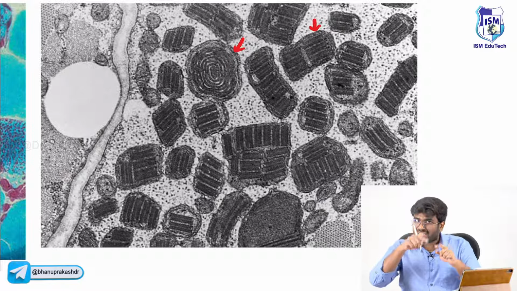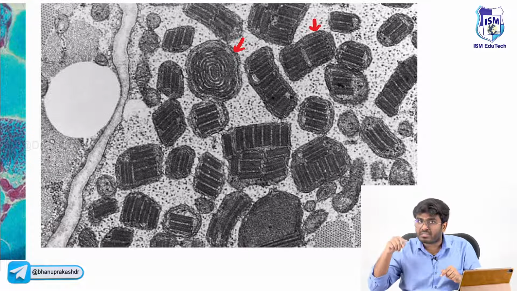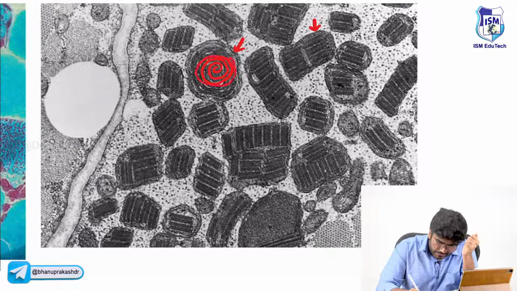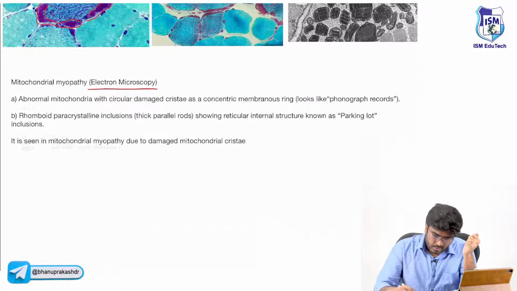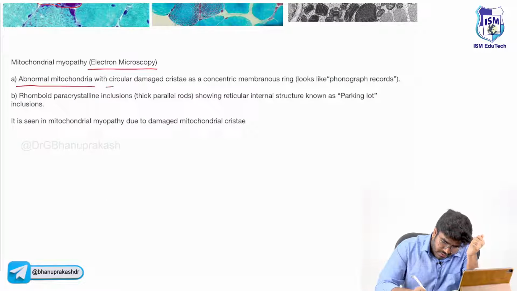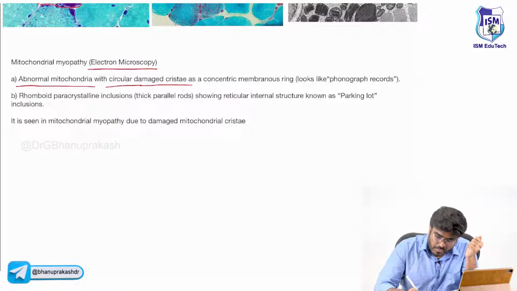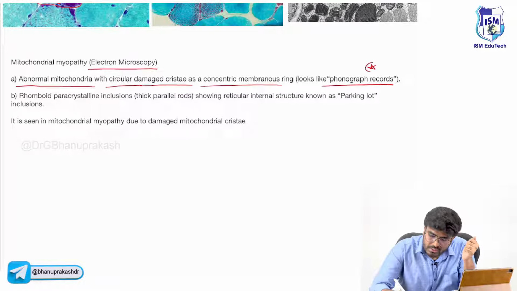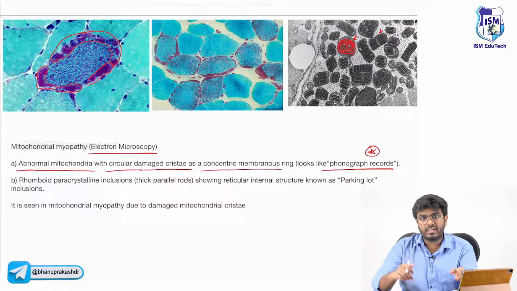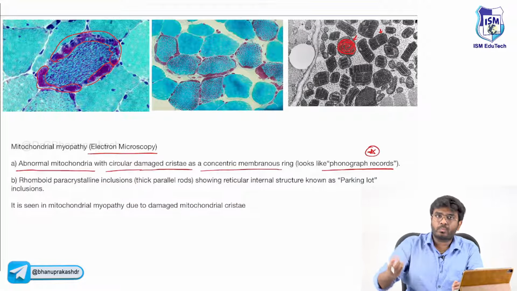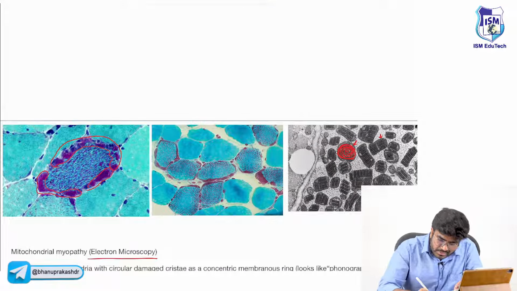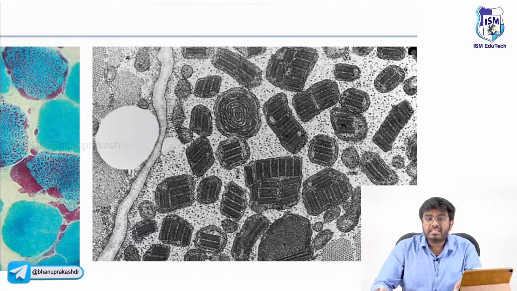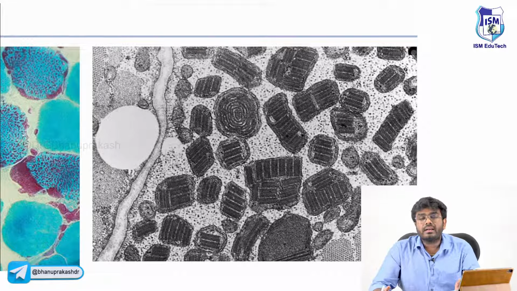In the mitochondria, the inner mitochondrial membrane forms the cristae. The damaged cristae form a disc-like appearance. This is called abnormal mitochondria with circular damaged cristae forming concentric membranous ring-like structures. This is called phonographic records. You know the phonograph, right? We put the disc on to play music. So phonographic records are seen in MERRF, myoclonus epilepsy, red ragged fibers.